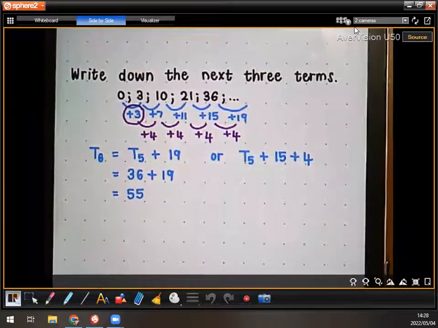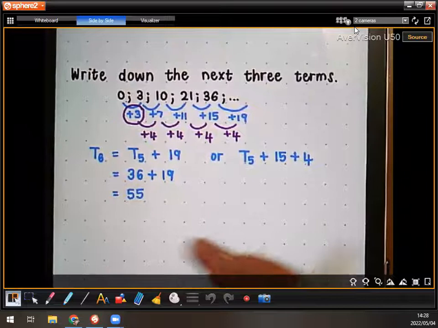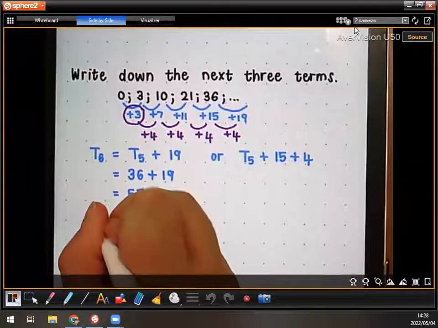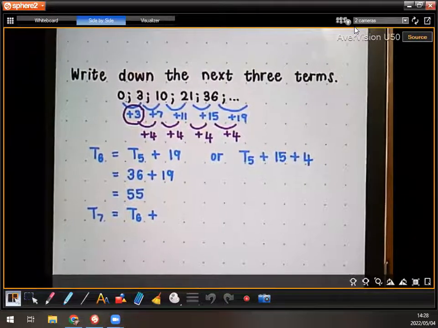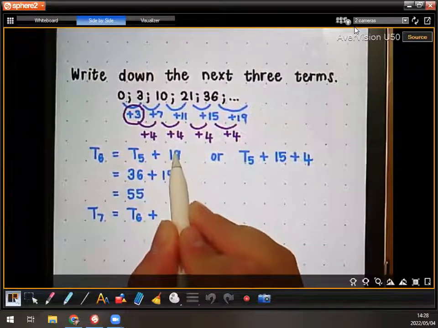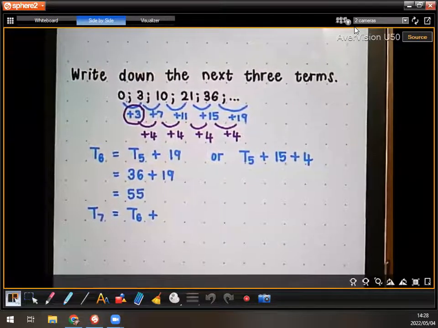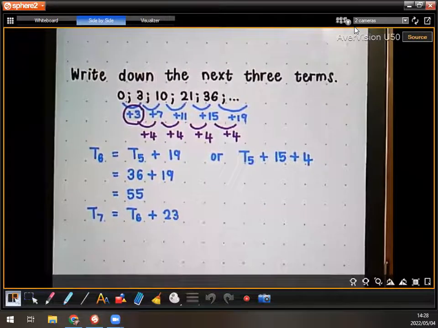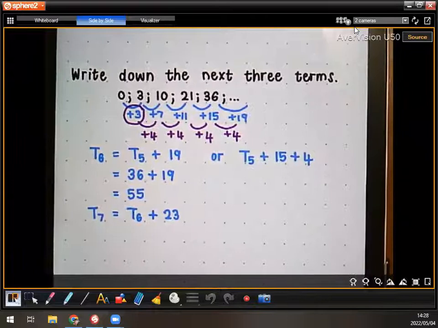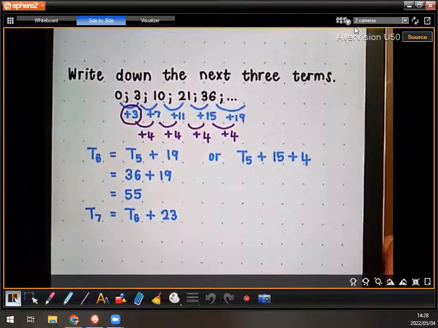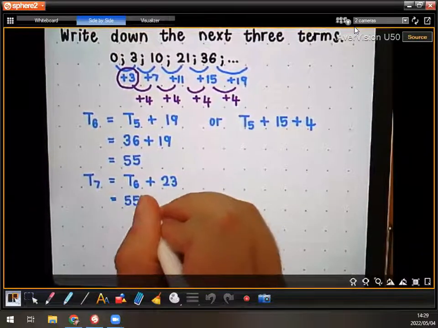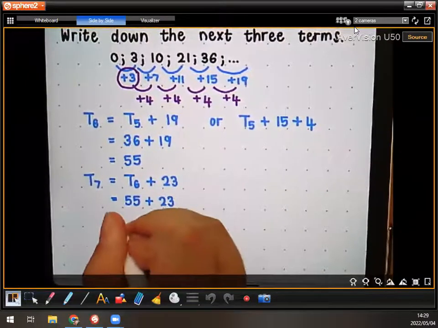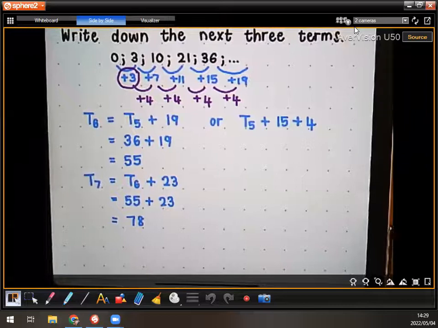It does take a bit longer to write it out like this, but it's quite easy to get confused and to forget what you're supposed to add. So that's term 6. Now we need to get to term 7. Term 7 is going to be term 6, the previous one, plus... What is my difference going to be now? Now it needs to be 4 more than the number I added the last time. So 4 more than 19, so 23. Okay, so you really need to have your wits about you for these types of questions. So it's going to be term 6, which we calculated was 55, plus 23, which is 78, if I'm not mistaken.